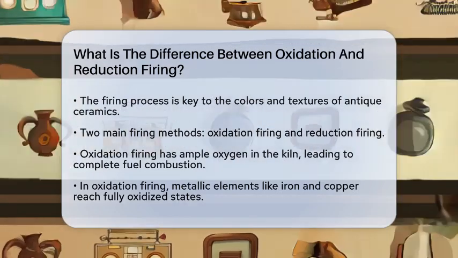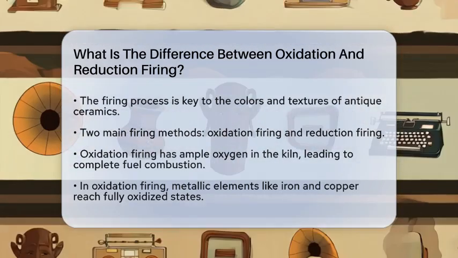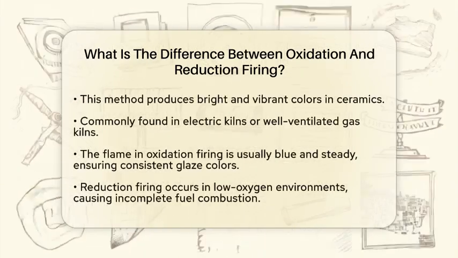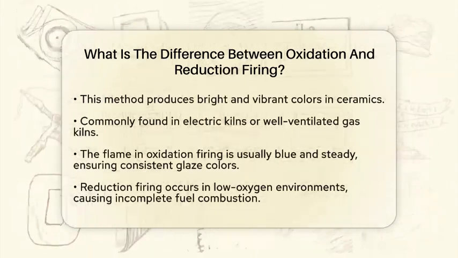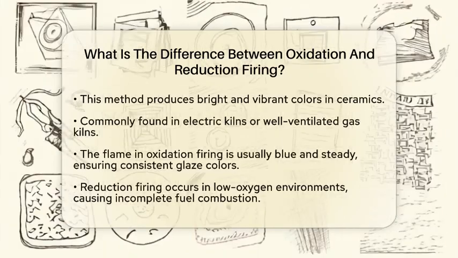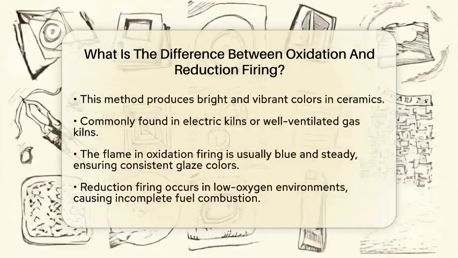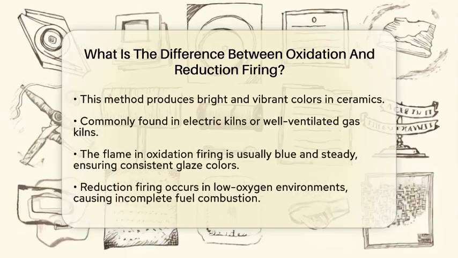You will typically find oxidation firing in electric kilns or gas kilns that have good ventilation. The flame in these kilns is usually blue and steady, which helps create consistent and predictable glaze colors.